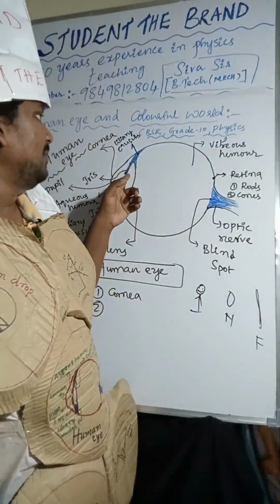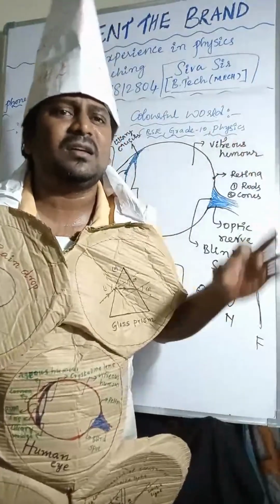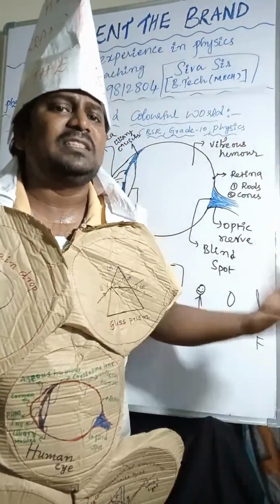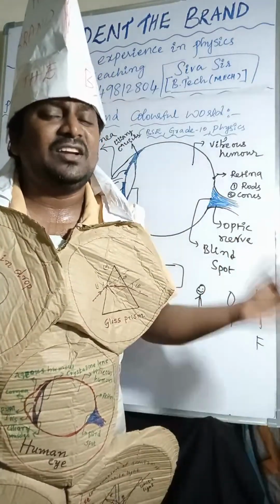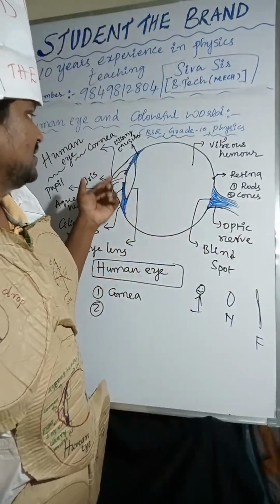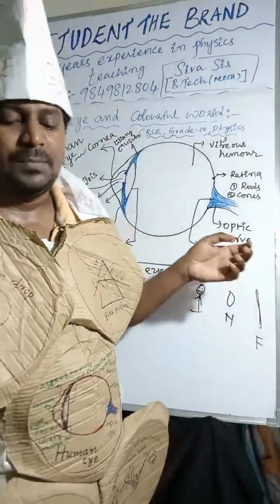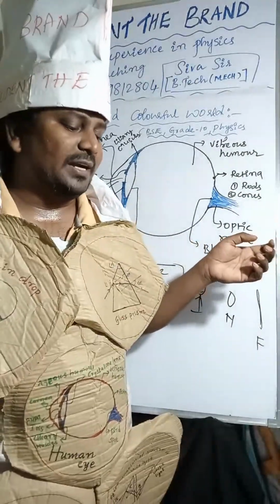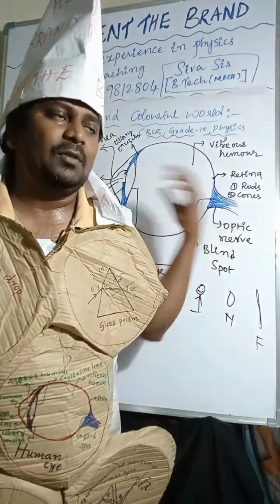Next one, coming to the iris. Iris is a dark muscular diaphragm which controls the size of the pupil. So the pupil will control the amount of light entering into the eye.